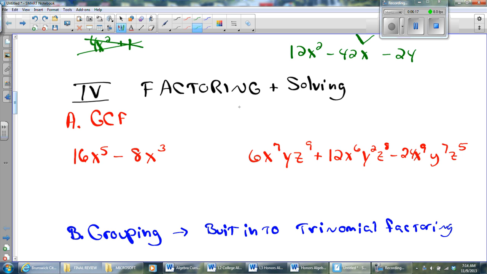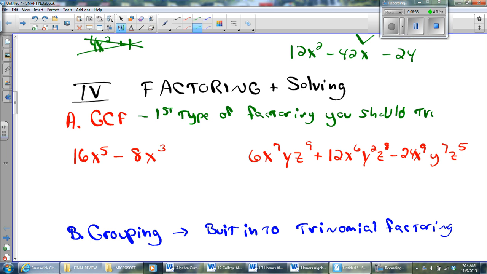All right, GCF. Why do you suppose we learned GCF first? It's the first type of factoring you should try. You should always try to GCF first. It'll make things easier. Okay, so let's see here. I'm looking and I see a GCF. I think I have a GCF of 8 and x cubed. So I'm going to divide both quantities or both terms by 8x cubed.